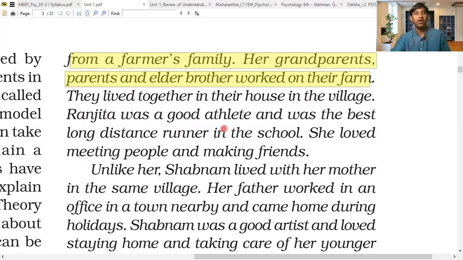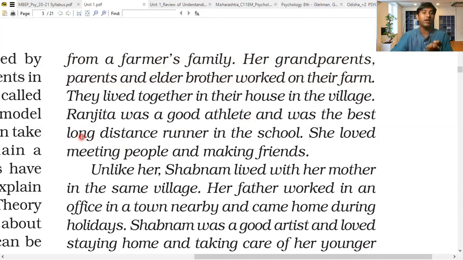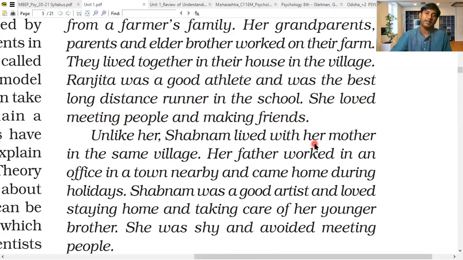Ranjita was a good athlete. She is physically strong and mentally strong and was the best long distance runner in the school. Ranjita is very interested in sports activities. She loved meeting people and making friends. And here it is also showing that she is an extrovert. She is very communicative. Being from a joint family, she has very good connections with other people, like different age groups of people. She also participates in and is interested in sports activities, and she's very communicative and connected to other students.